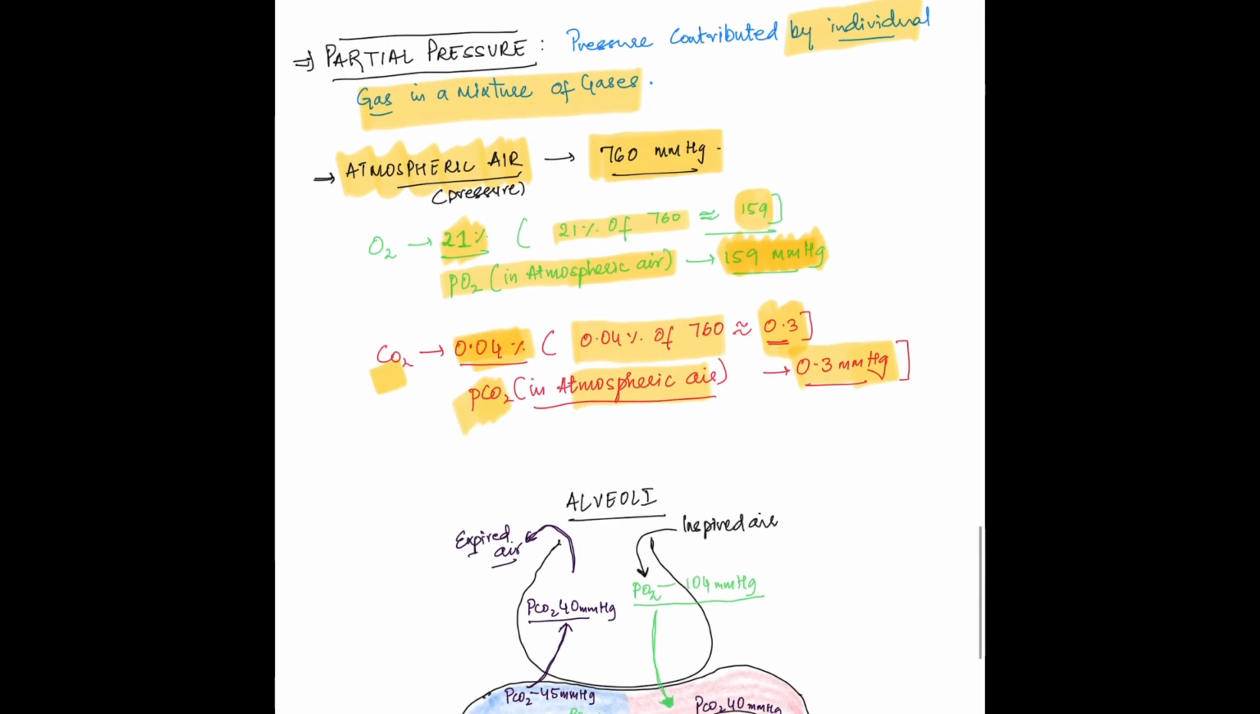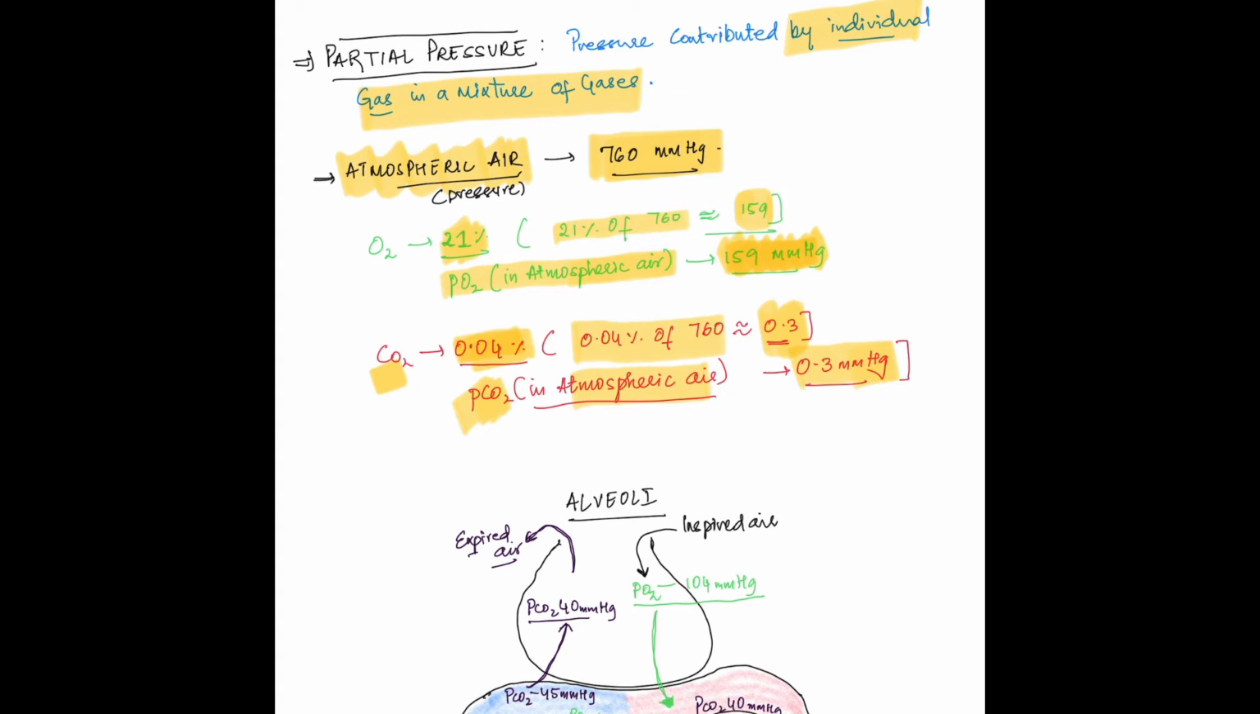So we know that PO2, that is the partial pressure of oxygen in atmospheric air, is about 159 millimeters of mercury. When we take an inspiration, when we breathe in, air has to reach from nostrils to the level of the alveoli. As we know that gas exchange does not take place in the conducting part of the respiratory system, with each breath that we take, only a portion of inhaled air reaches the alveoli because some volume of air remains in the conducting part.